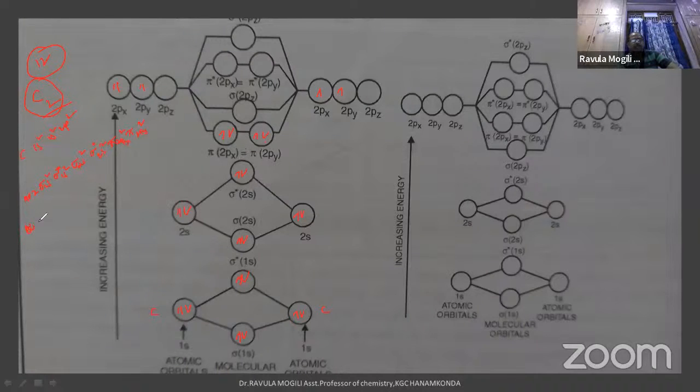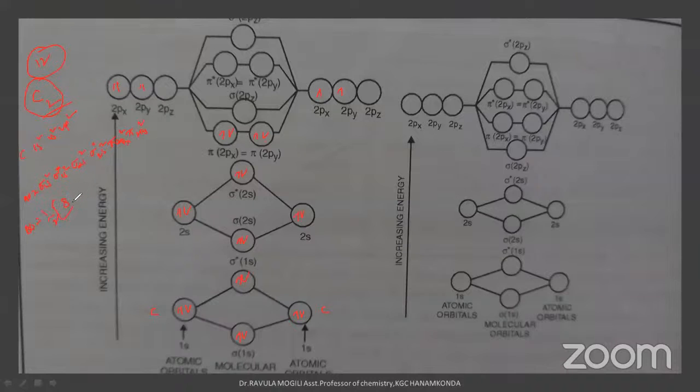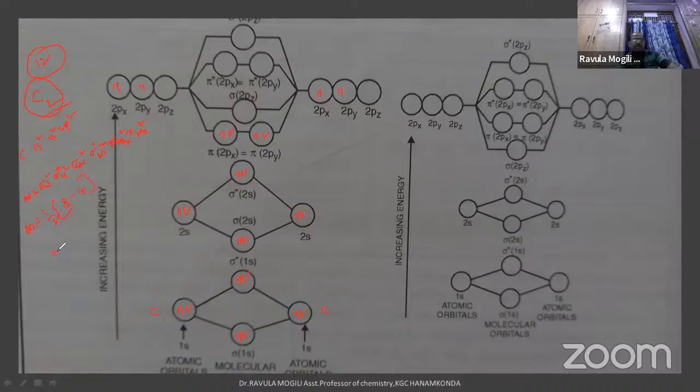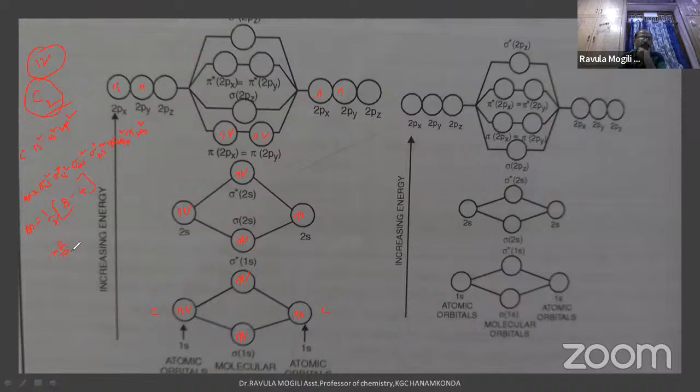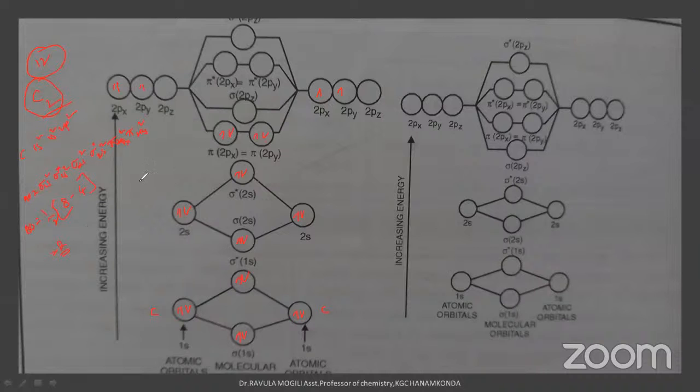Bond order is 1/2 (8 bonding minus 4). Bonding electrons are 8, 8 minus 4, 4. So what about here? Bond order is 2. So here the bond order is 2 in carbon. So is it para or dia? Sir, bonding electrons, dia.